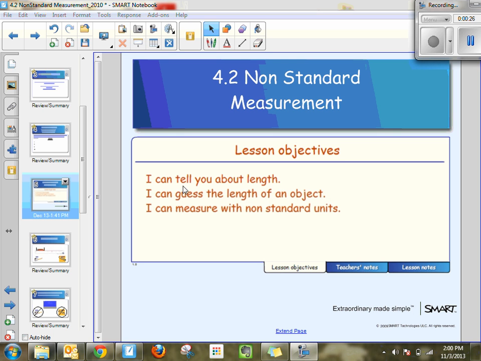The first thing is that you're going to be able to tell me about length. The second one says, I can guess the length of an object. So you're going to be able to make a prediction or a good guess about the length of an object. And then we're going to try and see how close your guess is by measuring with non-standard units.